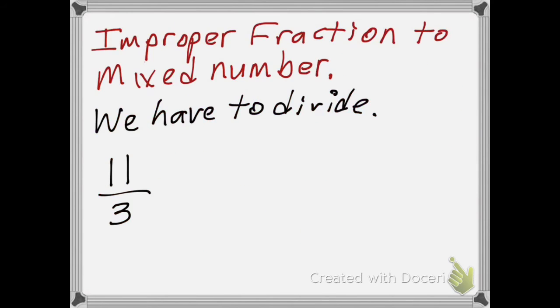Going the other direction is improper fraction to mixed number. We have to divide. 11 divided by 3. So when we have 11 divided by 3, the first question is how many times does 3 go into 11? So we'll skip count. 3, 6, 9. It doesn't go in more than that, so we have a 3. I'm going to bring it over here. We have a 3.